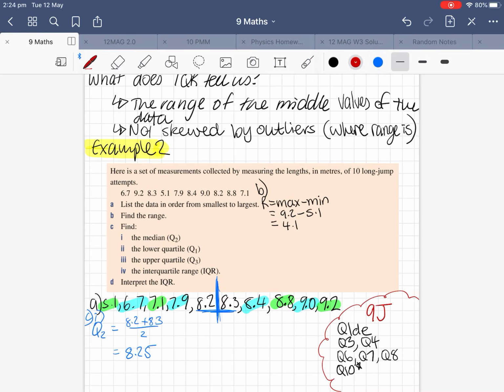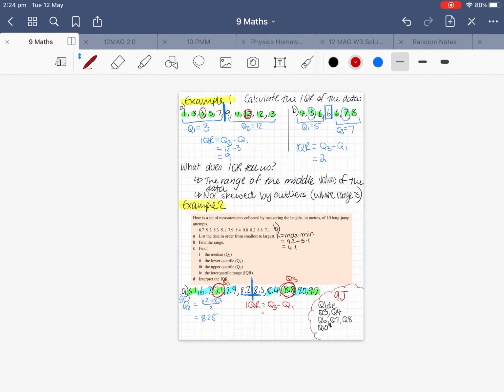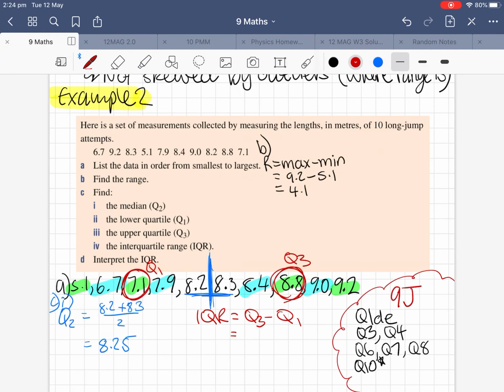So if I split my data in half, then I'm looking for the median of the first half. I can see that that's the middle number there. So that will be my Q1. And for the second half of my data, it's here. This is my middle number, my fifth number, Q3. Therefore, to calculate the interquartile range, it's Q3 minus Q1, because remember, it's basically the spread of data in the middle of our data set. 8.8 minus 7.1 is 1.7.